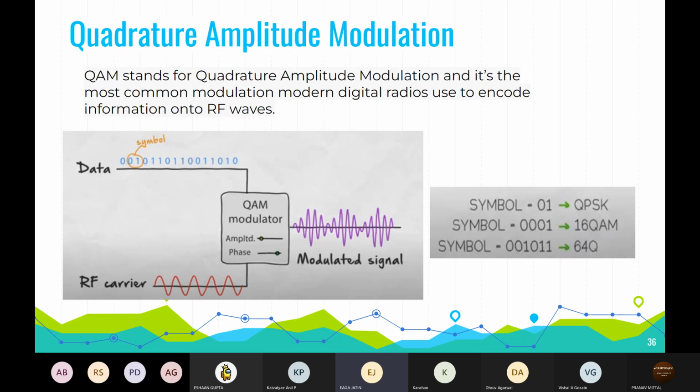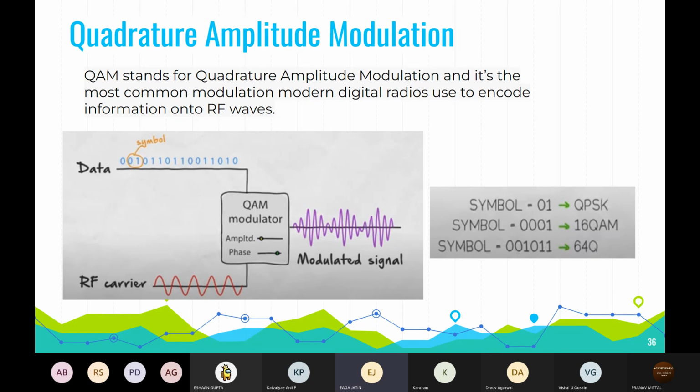But QAM is a combination of amplitude and phase modulation. At the input of the QAM modulator is the digital data processed by symbols, that is zeros and ones, or a group of bits at once. At the other end, the input of the modulator is the RF carrier wave, the radio frequency carrier wave. These input signals are combined in the modulator, which controls the amplitude and the phase of the resulting output signal, which encodes more information onto the signal compared to any modulation alone.